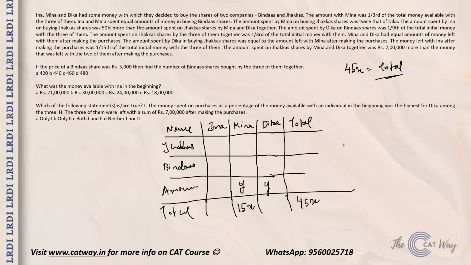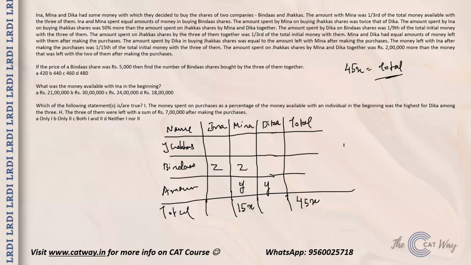Now Ina and Meena spent an equal amount of money in buying Bindas shares. So on buying Bindas shares, they have spent an equal amount. Let's say that amount is equal to Z rupees. So that is what we have now. Chalo, let's move ahead.